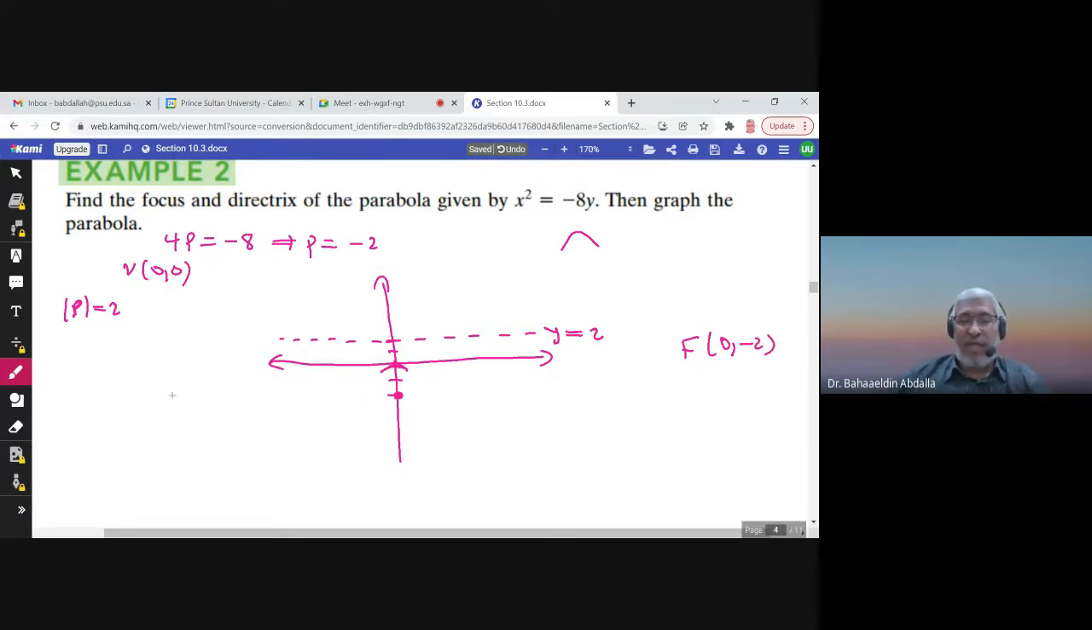Now let us find the latus rectum. The absolute value of 4p is 8. 4p is negative 8, so it's the absolute value of negative 8 in fact. That's the latus rectum, 8. So I go 4 units to the right up to here, and 4 units to the left up to here. So this line segment is the latus rectum, and the parabola passes by these 2 points. So now I sketch the graph of the parabola like this. Okay, so this would be the graph of this parabola.